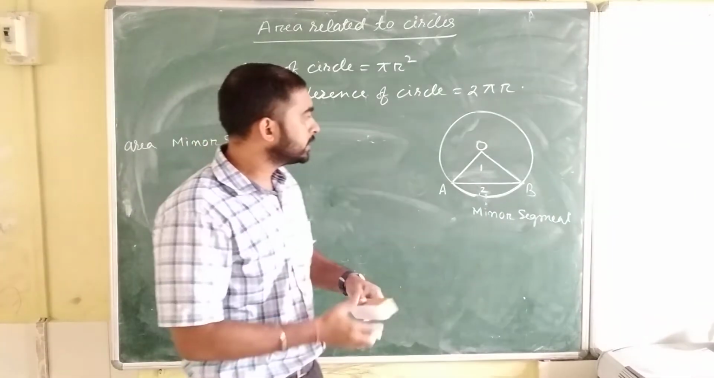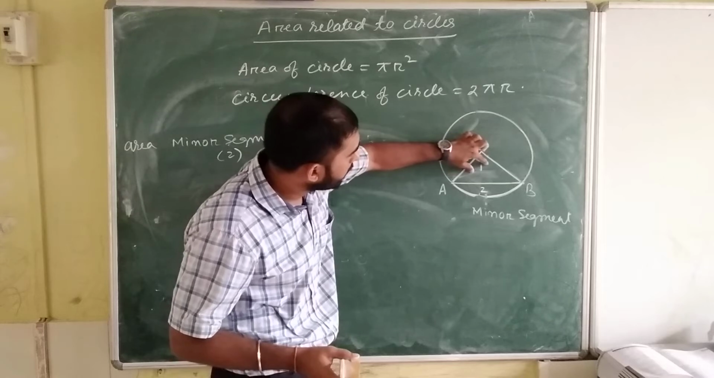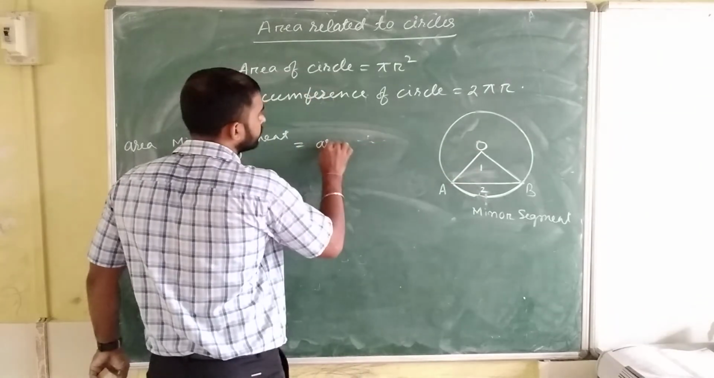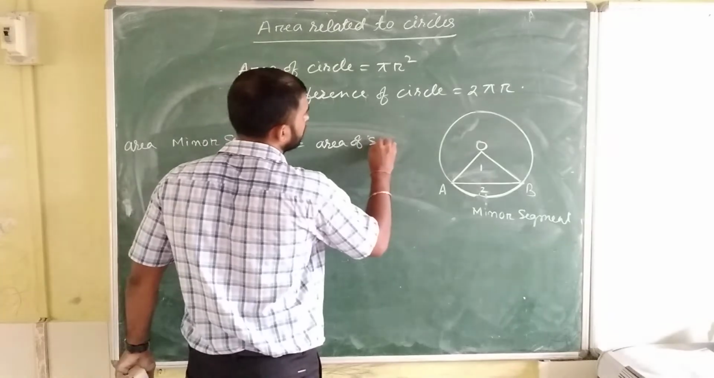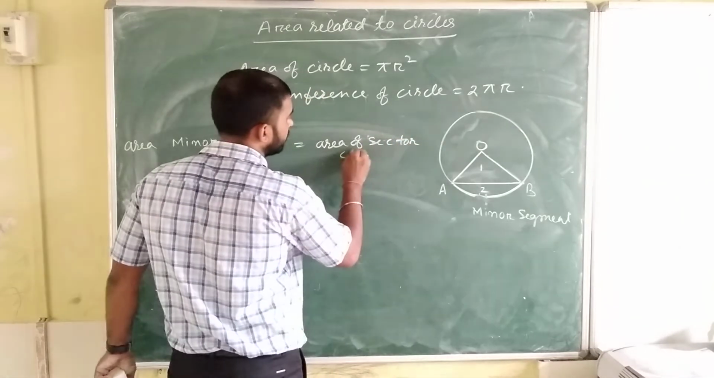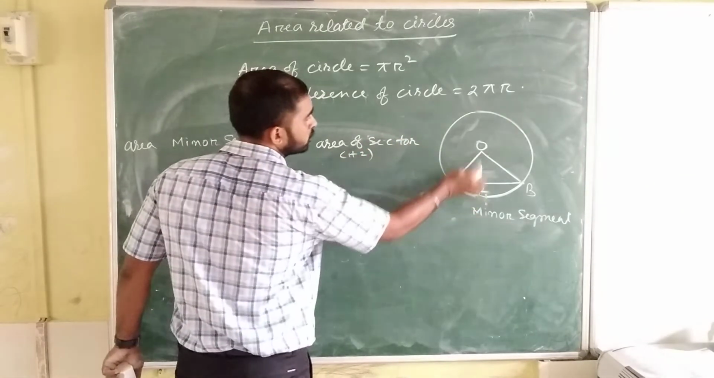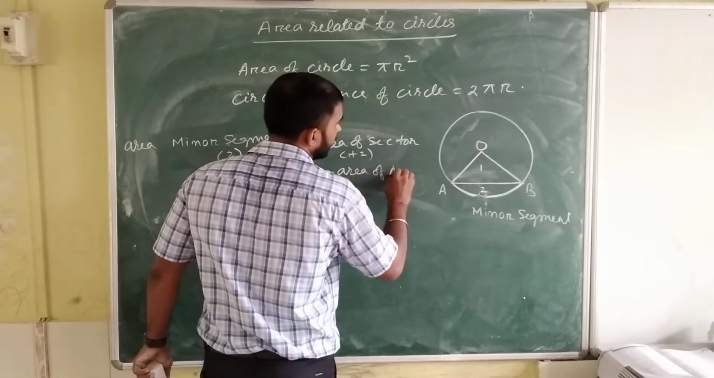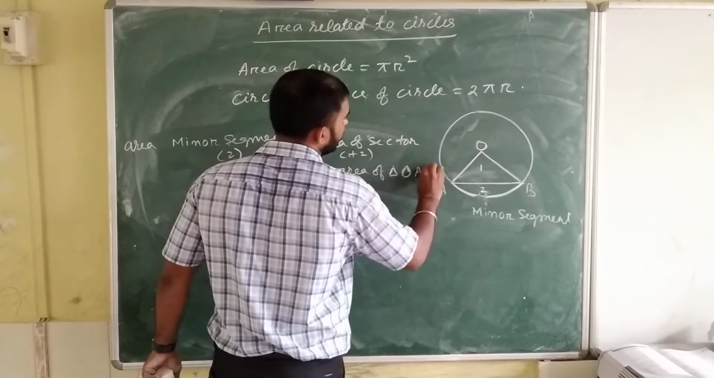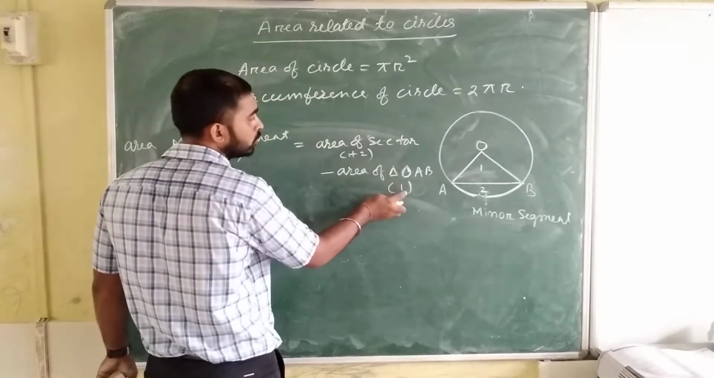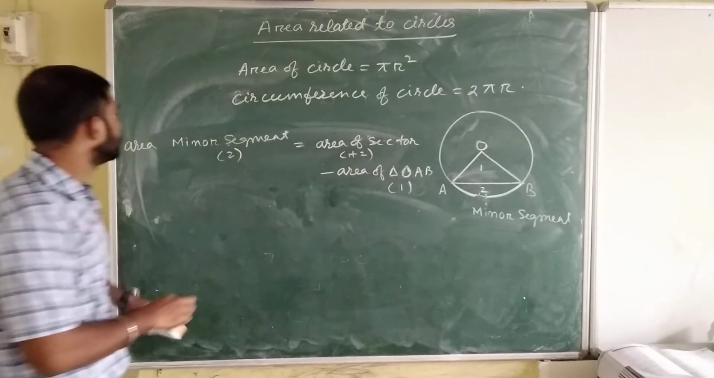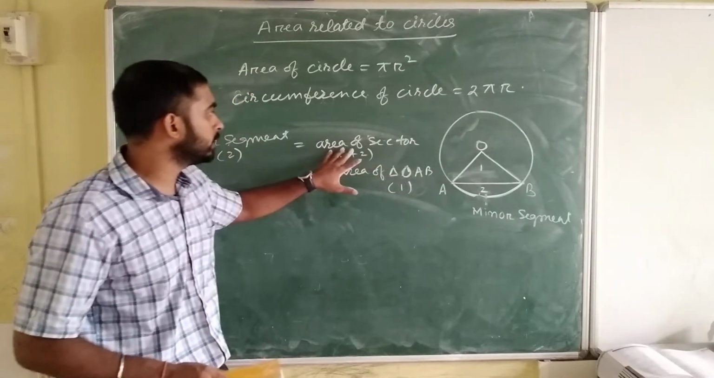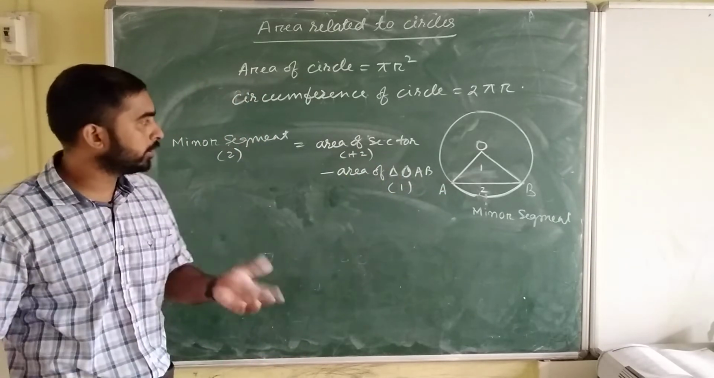equals: if I subtract the area of the triangle from the sector, what is that? The sector is 1 plus 2. So 1 plus 2 is the sector, minus the area of triangle OAB, that is 1. So 1 plus 2 minus 1, the 1 will cancel, leaving 2. So the formula to find the area of the minor segment is area of the sector minus area of the triangle.